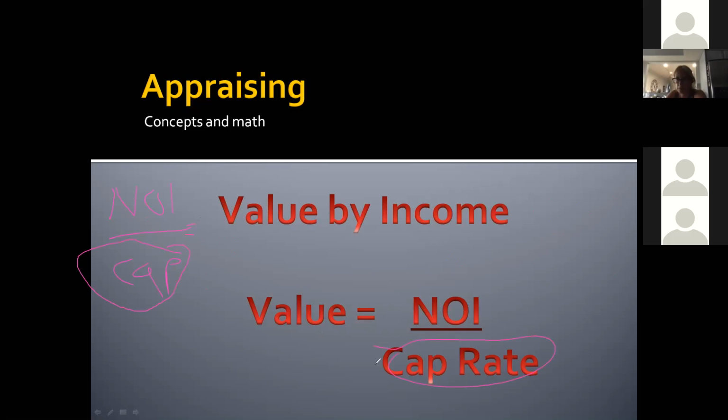And if we can manipulate this formula, we could say that if we're looking for cap rate in terms of a formula, we're going to move that to this side of the equation. So cap rate is going to be NOI divided by value, or the price you paid for the building. Okay, that's value by income.